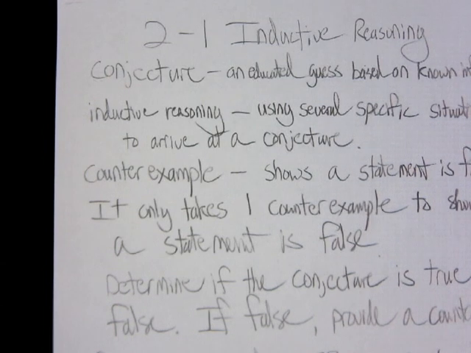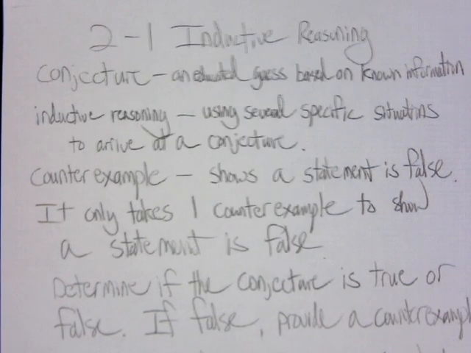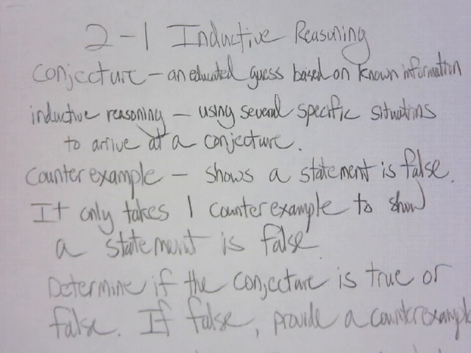Okay, we're starting on Unit 2 today, and in 2-1 we're starting with inductive reasoning. Now, we have several vocabulary words that we want to look at here at the beginning of the lesson. The first one is conjecture, and conjecture is an educated guess based on known information. And conjecturing is a line of reasoning called inductive reasoning, and that's our next vocabulary word. Inductive reasoning is using several specific situations to arrive at a conjecture, right?